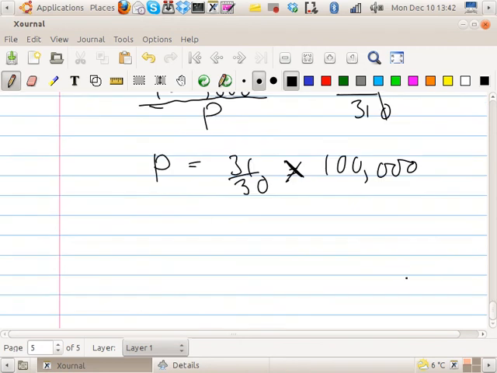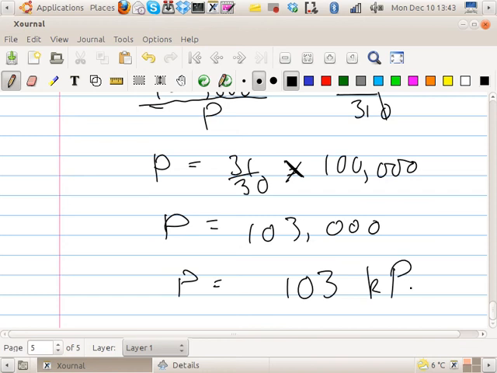103,333. So I'll just say 103,000. So the pressure now will equal 103 kilopascals. We could do that without this whole thing, we just multiply the pressure by the ratio. We could use Boyle's law too, but I want to practice using this formula. So by increasing the temperature by 10 Kelvin, what happened to the pressure? Increased by 3%.